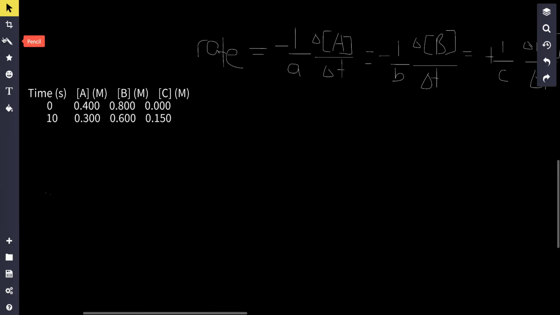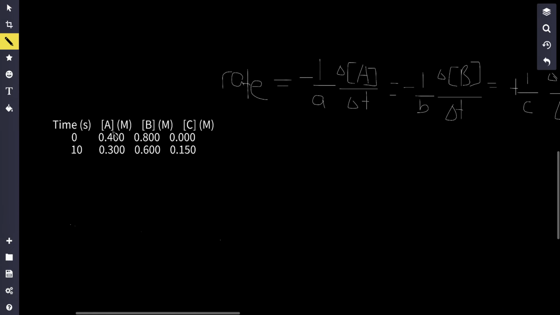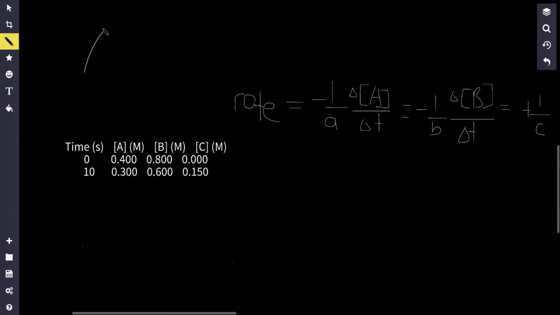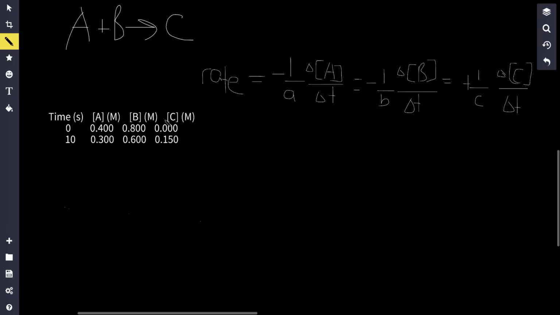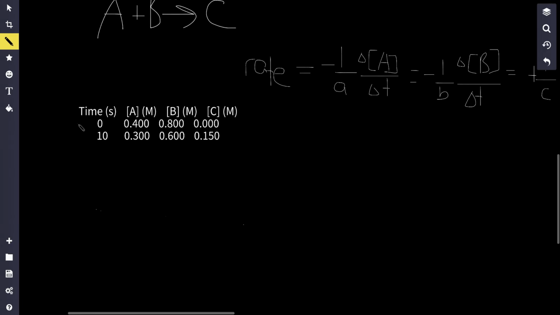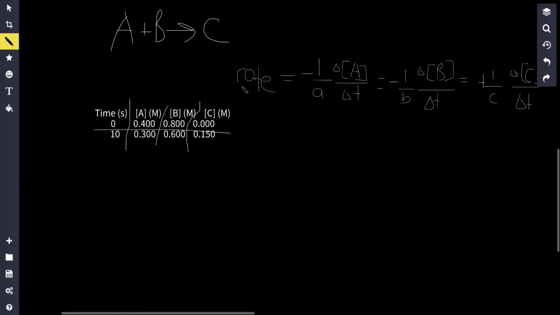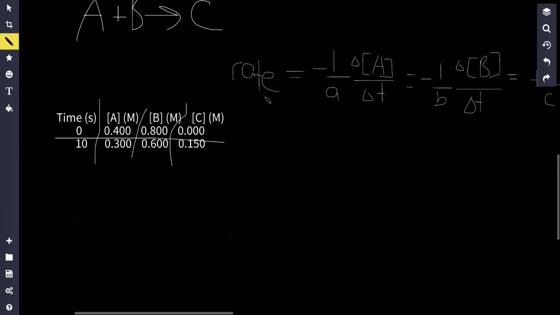Let's calculate the rate for the overall reaction using this table. Let's say we have a reaction where A reacts with B to yield C, our products. At time equal to 0, this is our initial concentration of A and B. However, after 10 seconds, you can see that our concentrations have changed. I want to find the rate of my overall reaction in units of molars per second. So how can I do this?